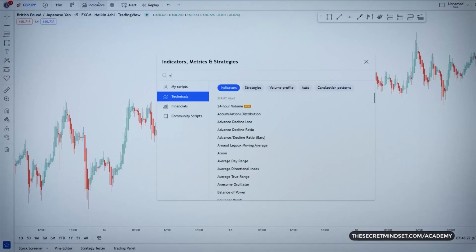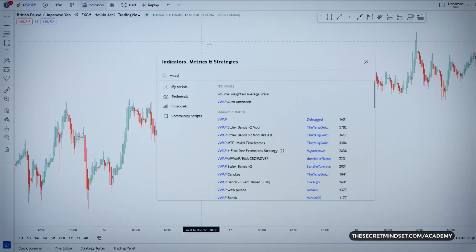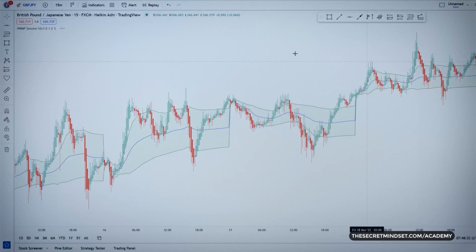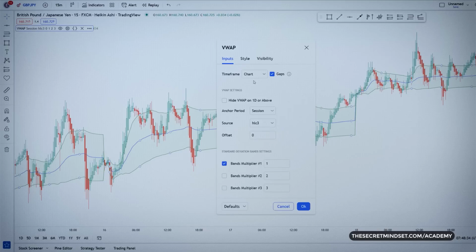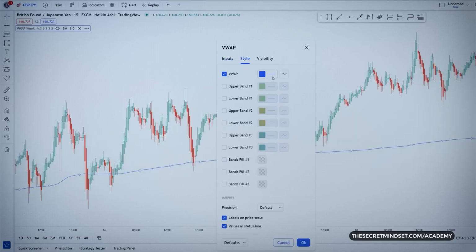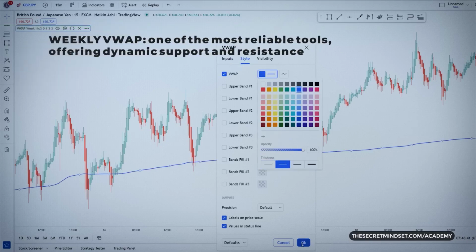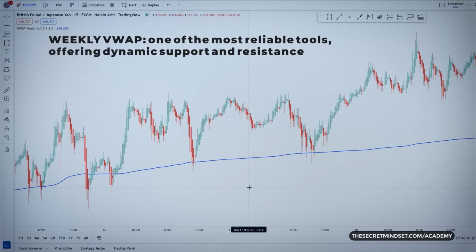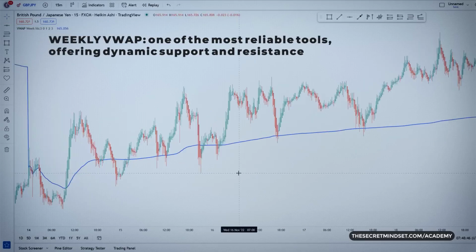One of my favorite ways to trade bullish and bearish Heiken-Ashi zones is with weekly VWAP. Not many traders are using the weekly VWAP. They don't even know it's possible to add it on their charts. But this is one of the most reliable tools, offering dynamic support and resistance.